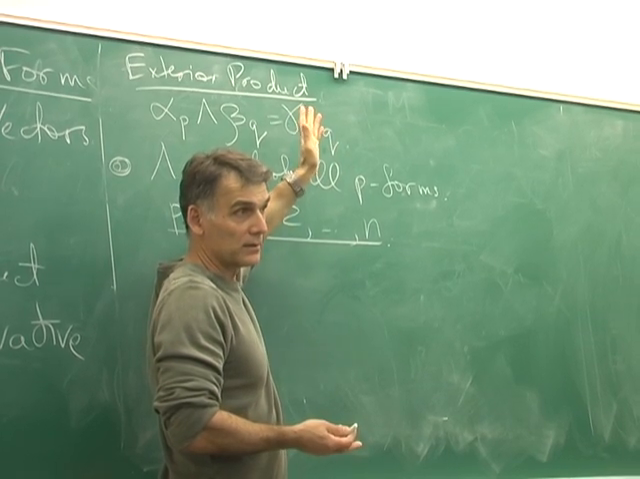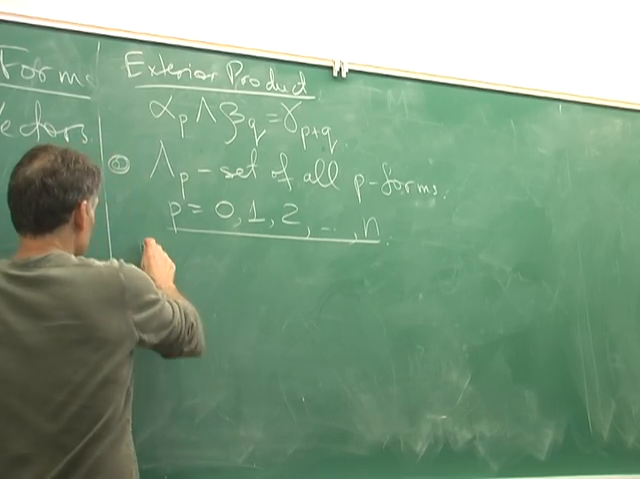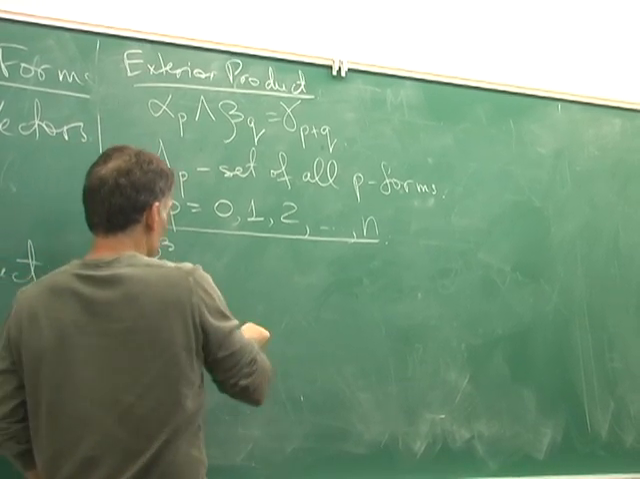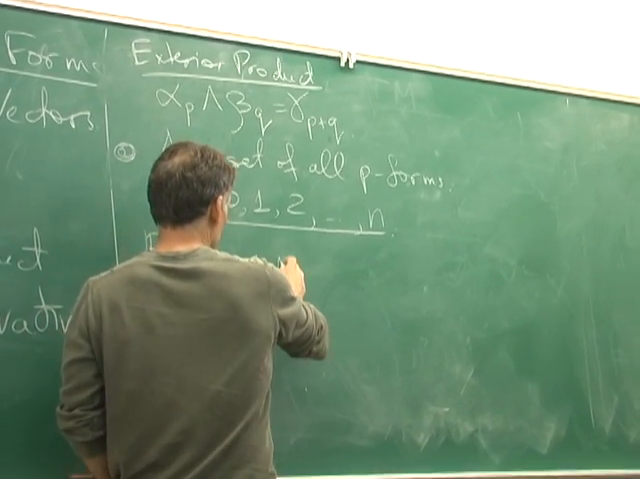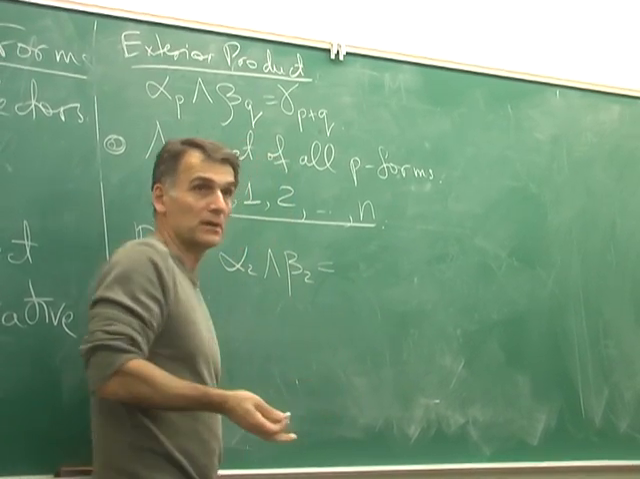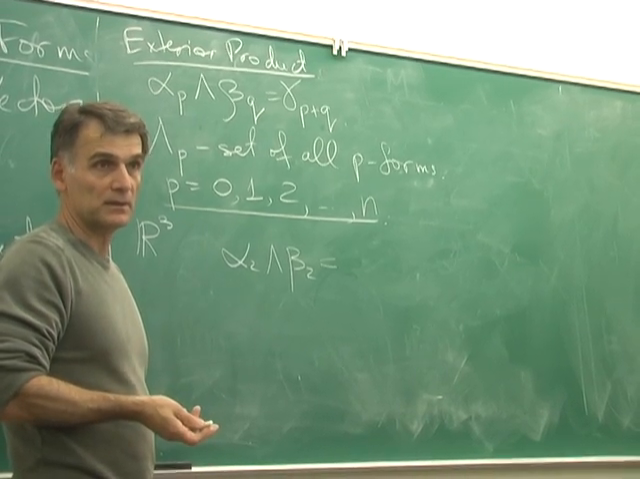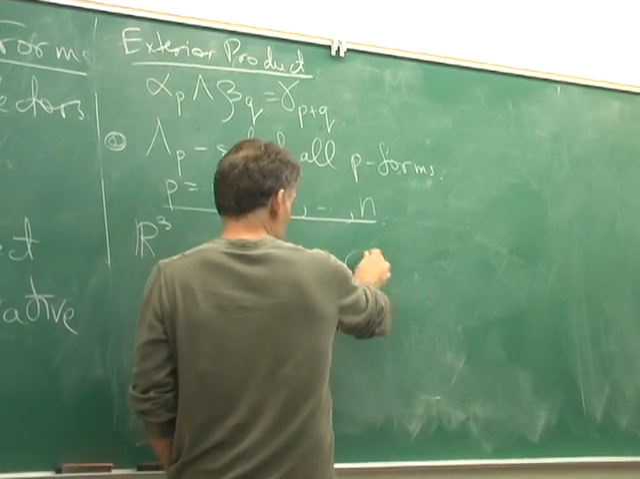0, right? So say, if you have R3, and you take a 2 form and then another 2 form, then you should get a 4 form, right? But a 4 form in R3 is what? 0. That's why this should be 0.